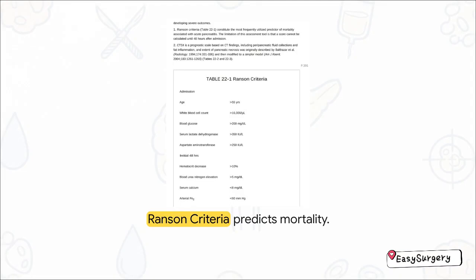It evaluates a mix of admission parameters and 48-hour parameters. But here's the major clinical catch, right? You literally have to wait a full 48 hours after admission to calculate the complete score. And that really delays your prognostic clarity.